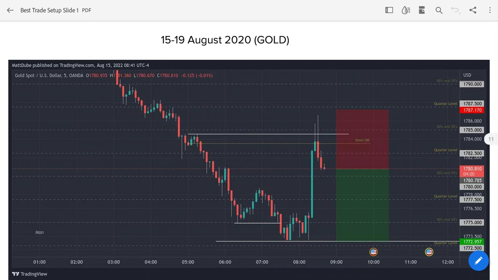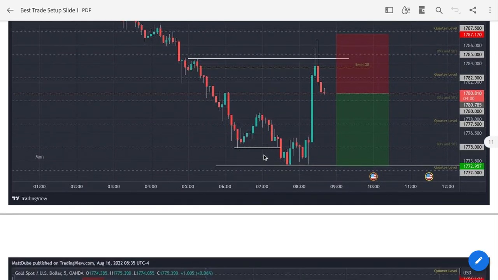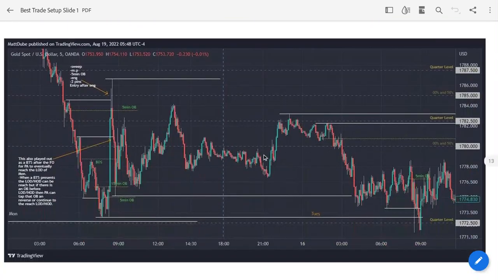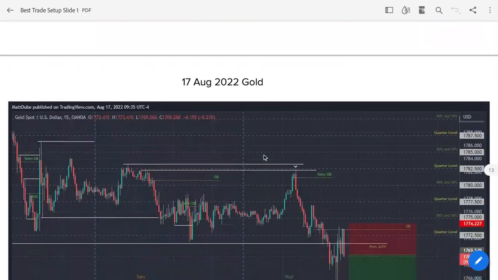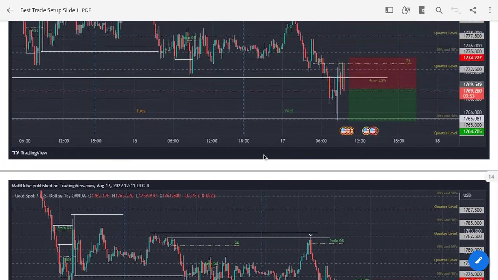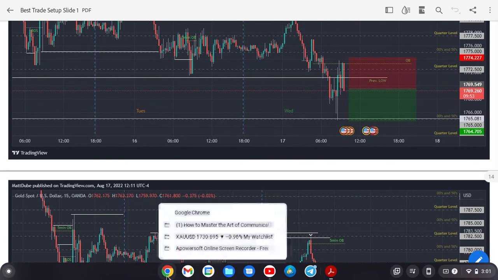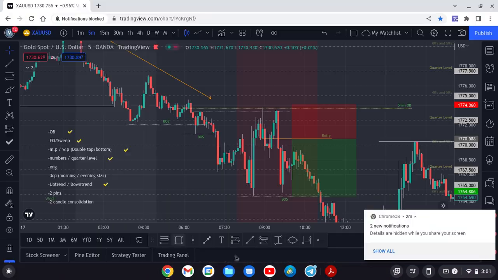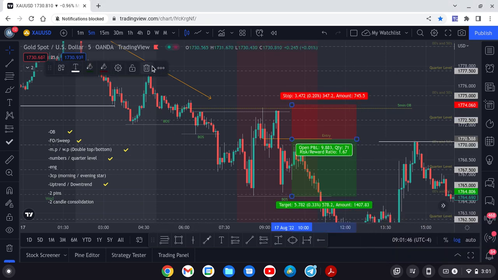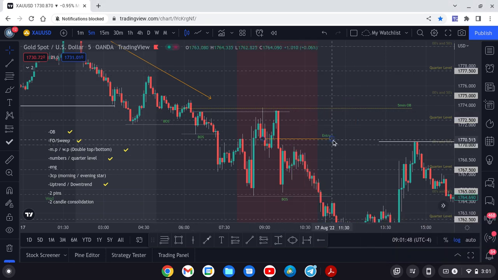Do as you please. Now, here we have more examples of the best trade setup. You can go through them at your own time. It's okay. Now I'm going to show you this setup on the chart. This is from the 17th of August last week. And just taking you through the things that I look at when I enter a trade.